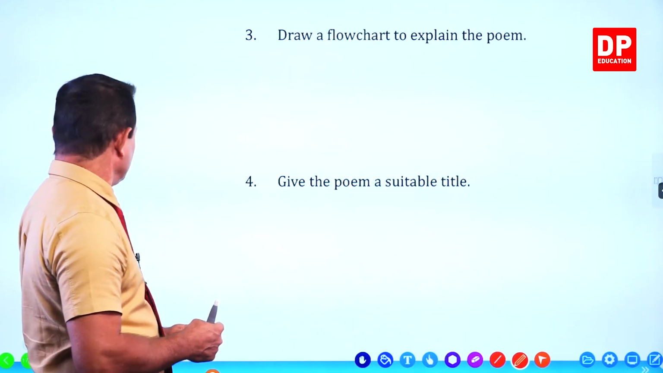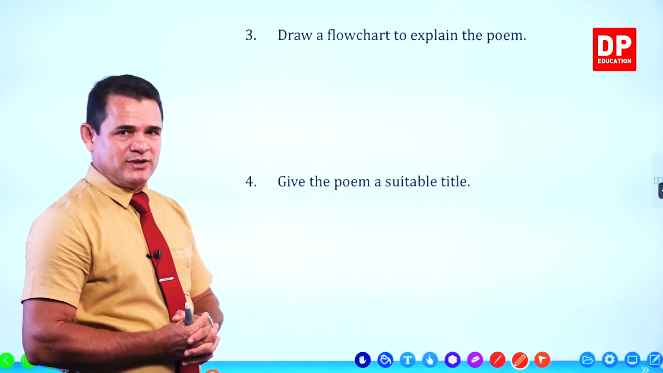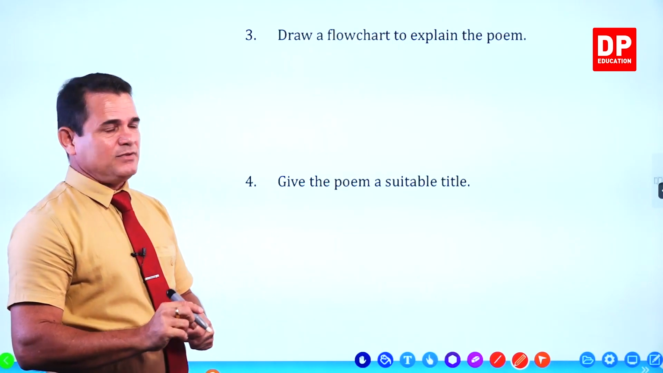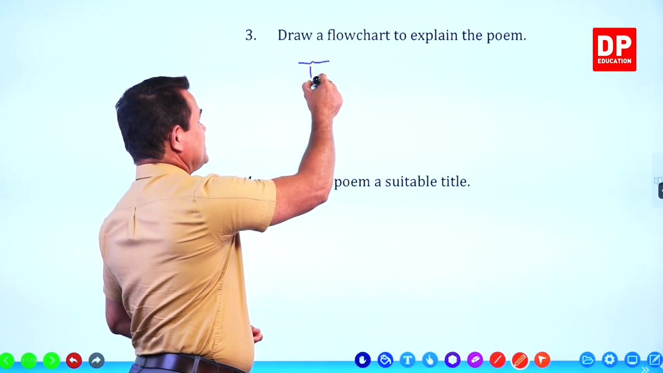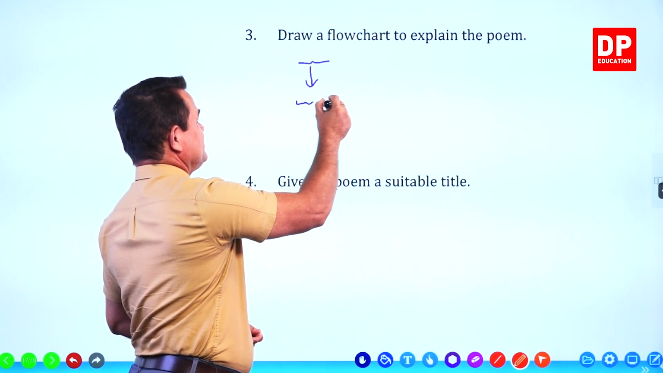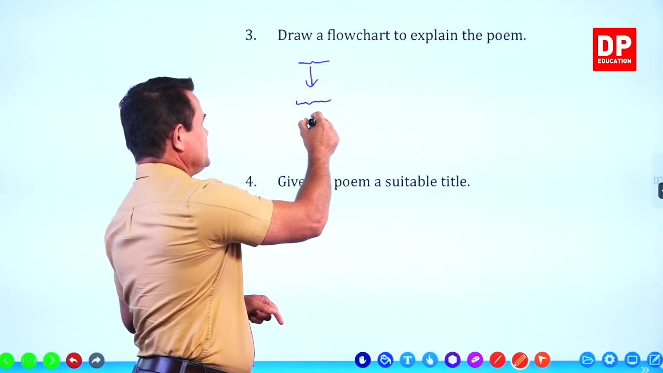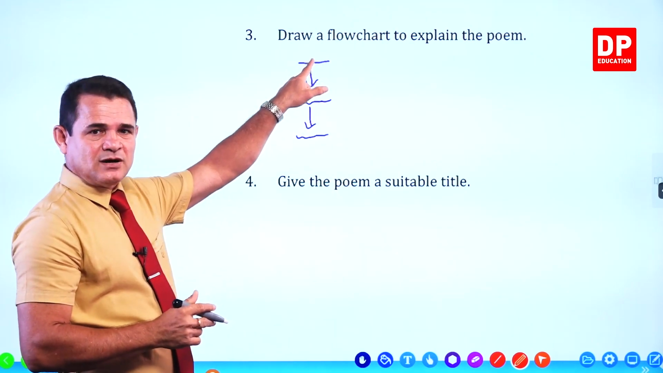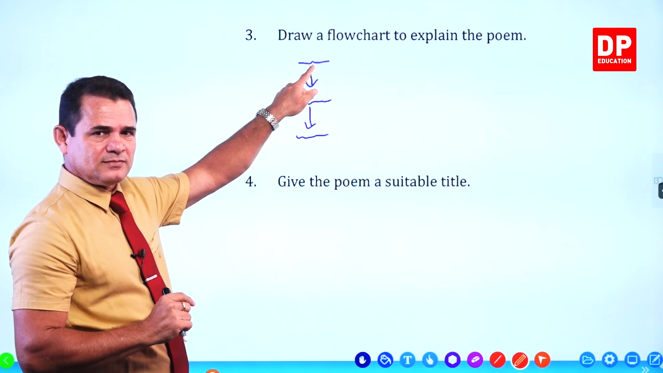And draw a flow chart to explain the poem. So that means you write something, and then what happens? Then write some things. For example, the flow chart is a flowing diagram. And now in the poem you learnt, it is a flow.